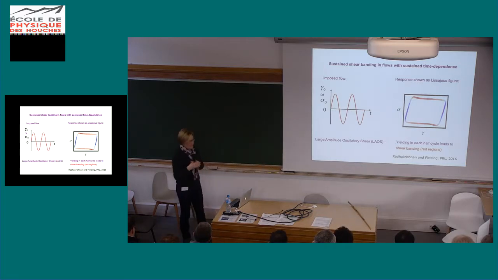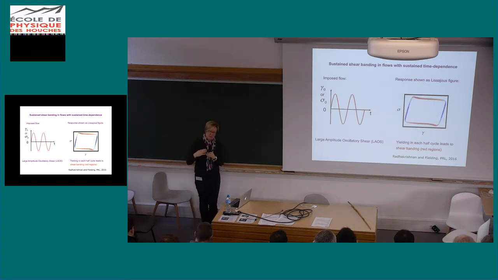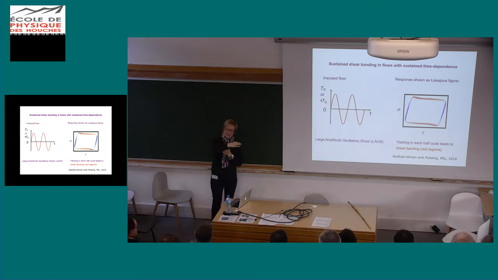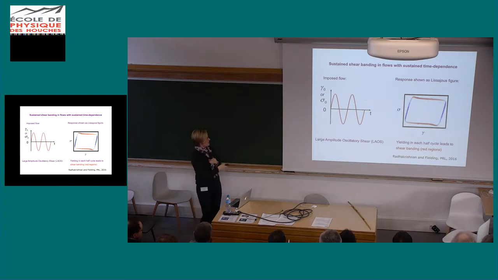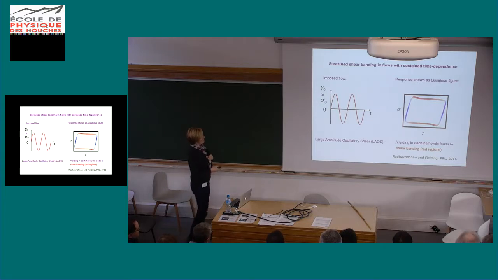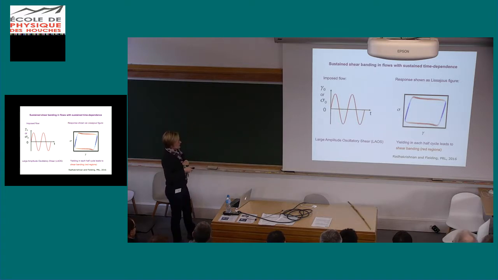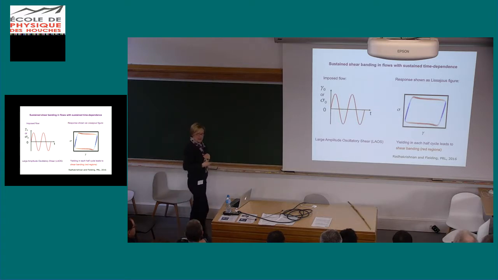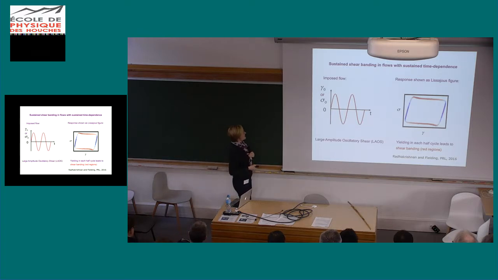One may, however, impose from the outside a flow that has a perpetual time dependence by oscillating the shear, for example. You can either impose a shear strain of some amplitude, or a shear stress of some amplitude as a function of time. So this is a very, very hot topic in the rheology literature at the moment. It's known as large amplitude oscillatory shear, and it's used to fingerprint the rheological behavior of materials.